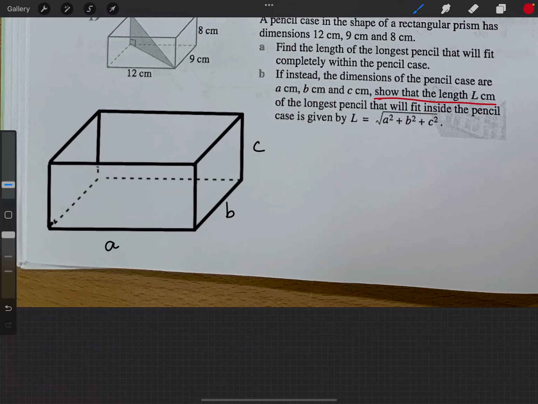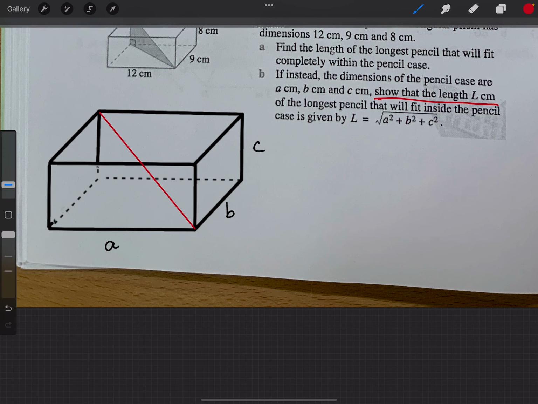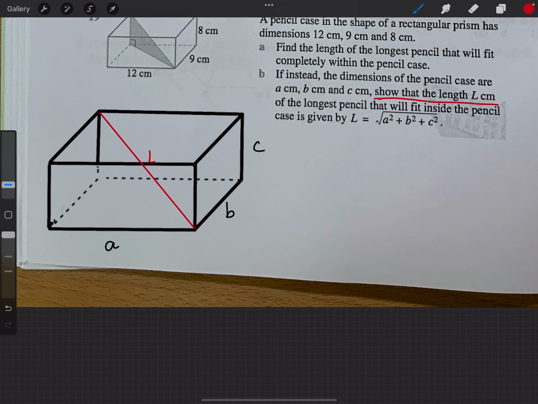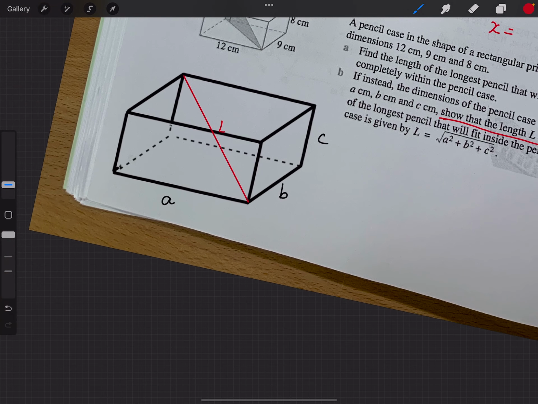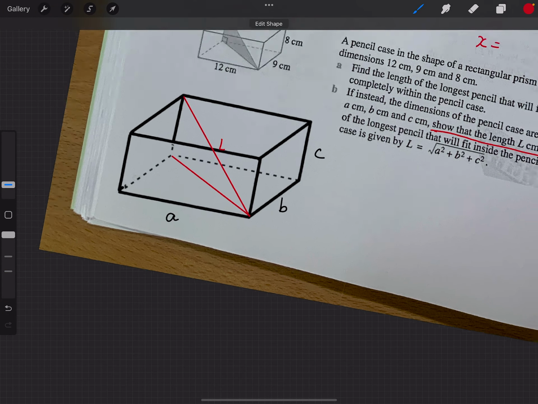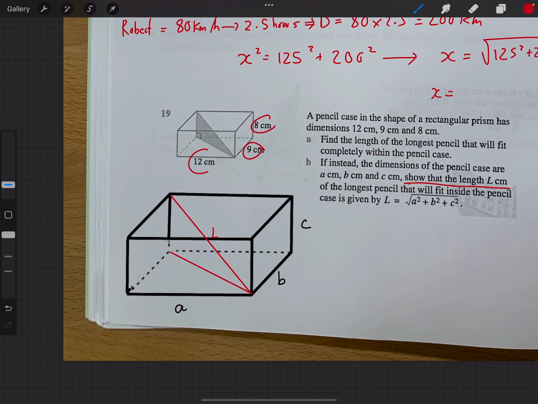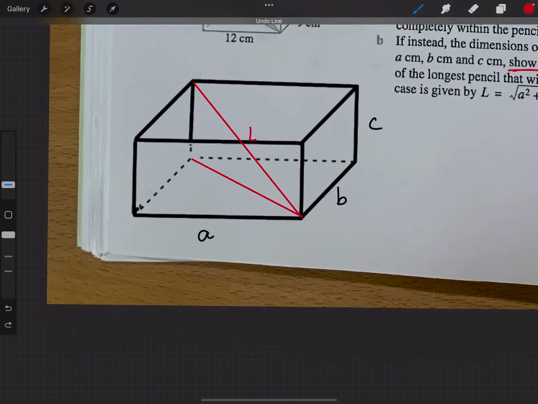Show that the length L, which is this one here, from here to here, just like what we had before, length L, of the longest pencil that will fit inside the pencil case is given by L is equal to the square root of A squared plus B squared plus C squared. Alright, so let's do this question again. Now instead of your 8, 9 and 12, we've got A, B and C.